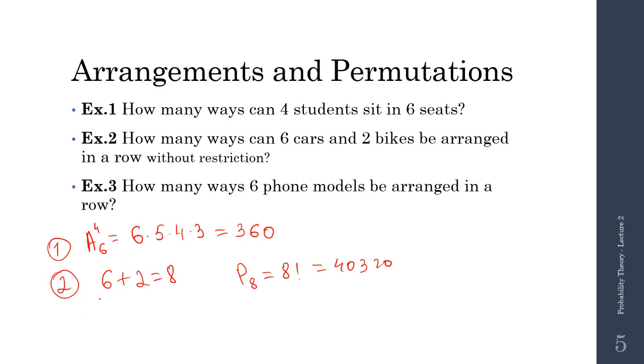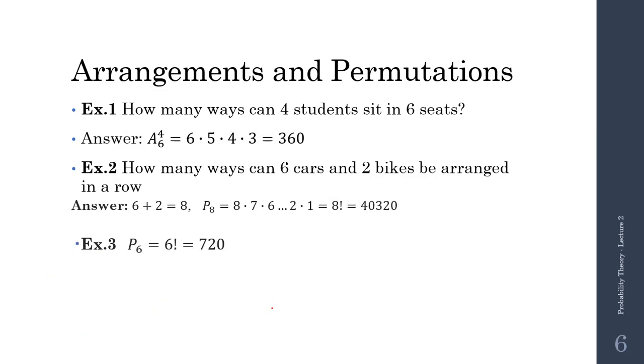And last, exercise 3. How many ways can 6 phone models be arranged in a row? 6 phone models. It's also permutation of 6 elements, which becomes 6 factorial. Here are the answers for the given exercises. We try to explain them.